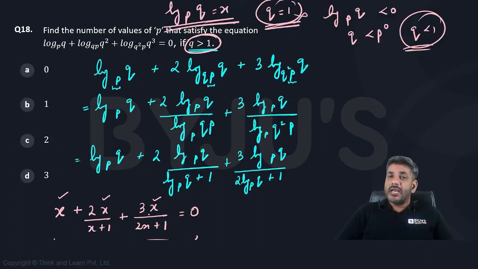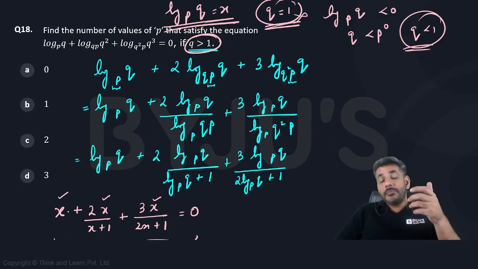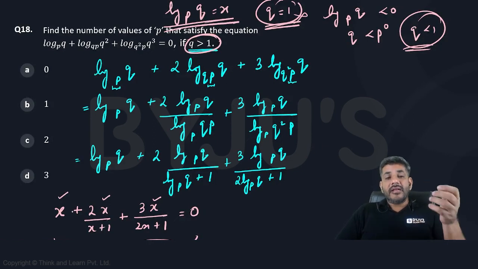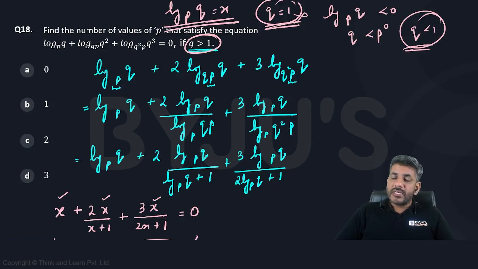And here also I am saying that they cannot be negative. If they cannot be negative, they cannot be 0. So all of them are positive, and positives can never be 0. Therefore I can surely say there is no value of p that is going to satisfy this. So my answer is option A, which is 0.